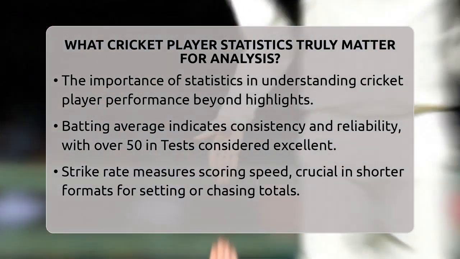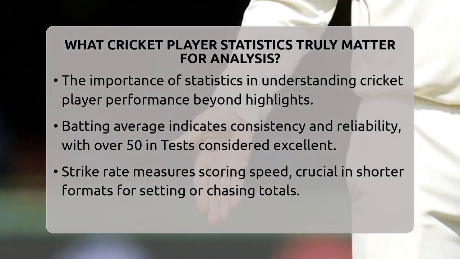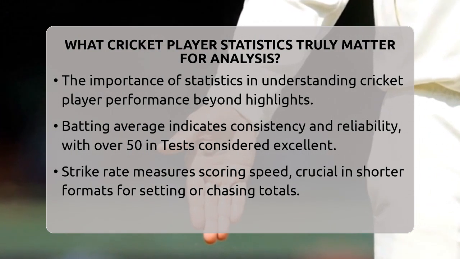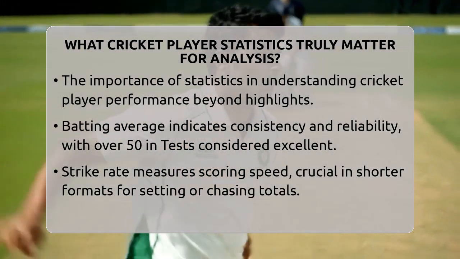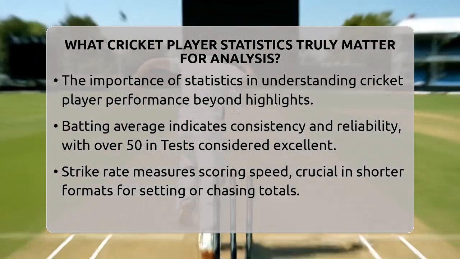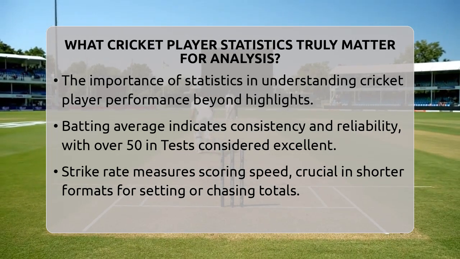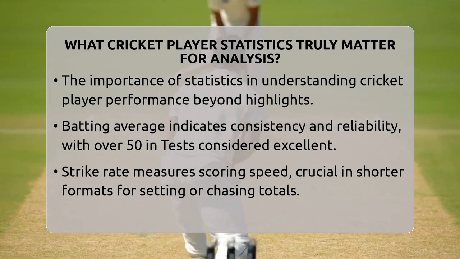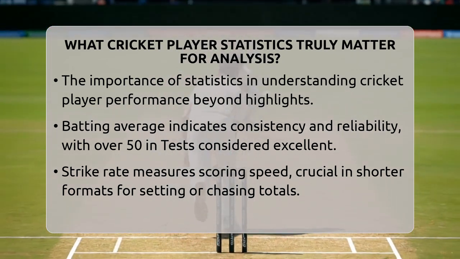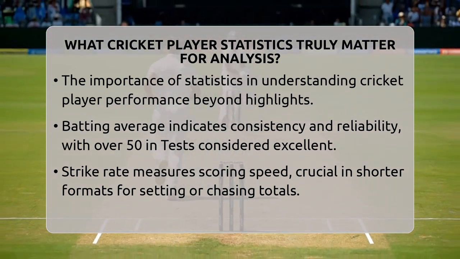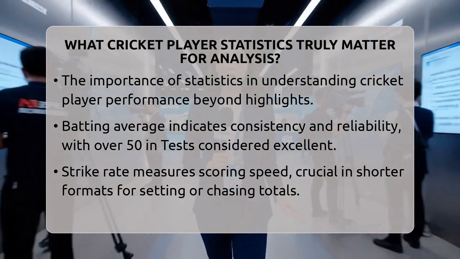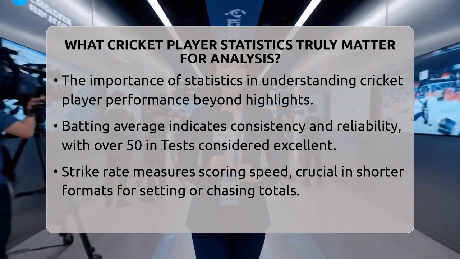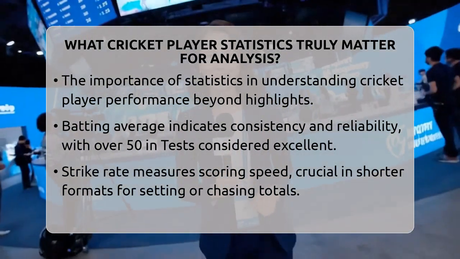First up is the batting average. This is calculated by dividing the total runs scored by the number of times a player gets out. A higher batting average means the player is consistent and reliable. For example, in Test cricket, a batting average above 50 is considered excellent. In limited overs formats like one-day internationals or T20 matches, averages in the 40s still show strong performance.